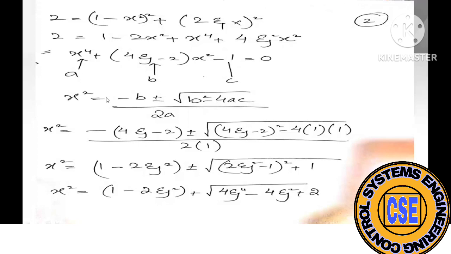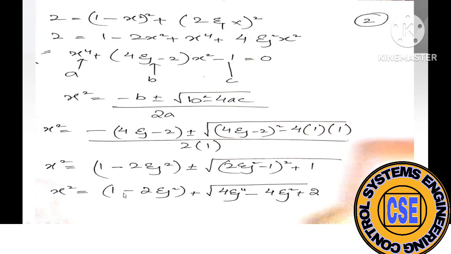So x squared equals minus b plus or minus the radical of b squared minus 4ac, over 2a. You know the quadratic equation very well, so simply I put in the values. x squared equals minus b, which is minus (4 zeta squared minus 2), plus or minus the radical of (4 zeta squared minus 2) whole squared minus 4, where a is 1 and c is 1, over 2 into 1 because a is 1. Further simplifying, we get x squared equals 1 minus 2 zeta squared plus or minus 2 radical of (2 zeta squared minus 1) whole squared plus 1.